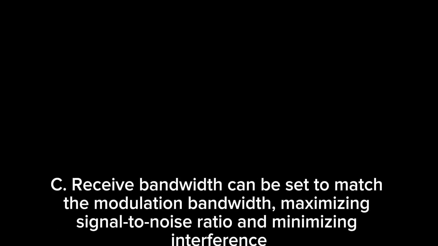Which of the following choices is a good reason for selecting a high IF for a superheterodyne HF or VHF communications receiver? C. Easier for front-end circuitry to eliminate image responses. What is an advantage of having a variety of receiver bandwidths from which to select? C. Receive bandwidth can be set to match the modulation bandwidth, maximizing signal-to-noise ratio and minimizing interference.